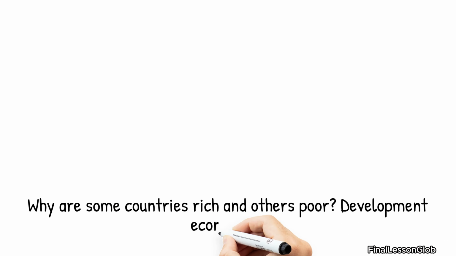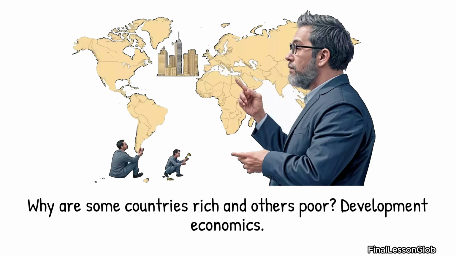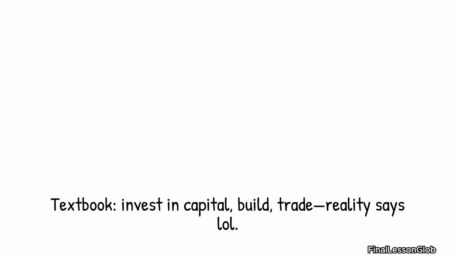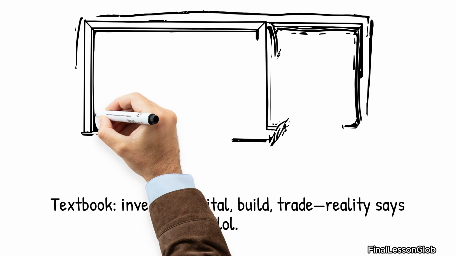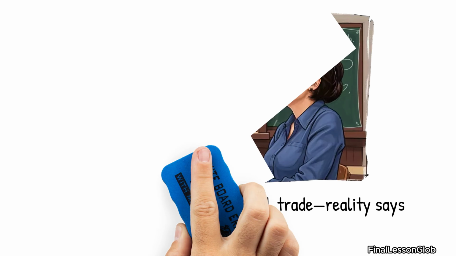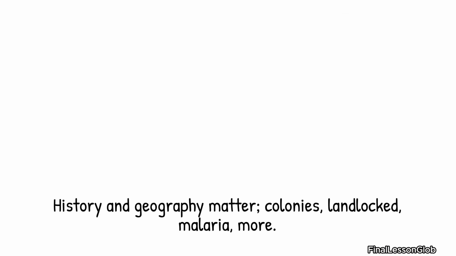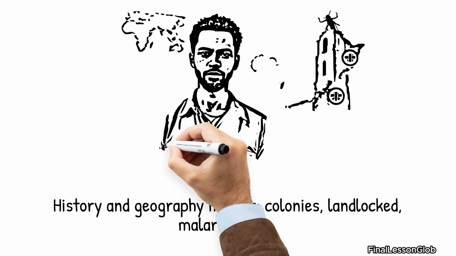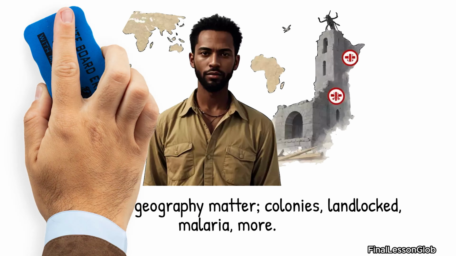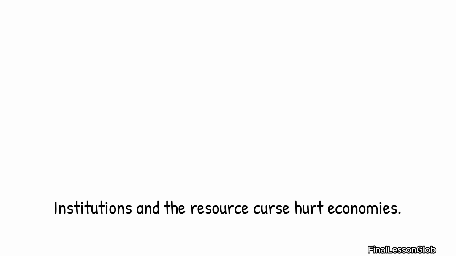Why are some countries rich and others stuck eating instant noodles forever? That's development economics. Textbook says just invest in capital, build factories, trade, and voila, rich. Reality says, LOL. No, because history matters. Colonies had resources sucked out and left with broken systems, and geography matters. Landlocked, shipping's expensive. Malaria zone, productivity tanks. Institutions matter too. If the legal system is just whoever bribes more wins, investors run away.